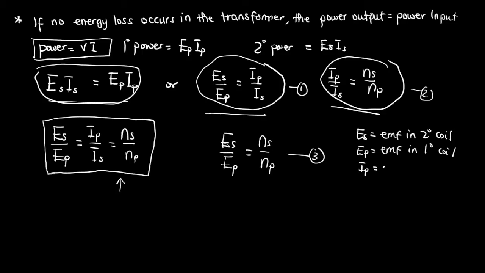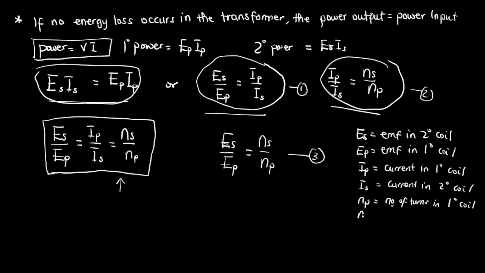IP is the current in the primary core. IS obviously is the current in the secondary core. NP is the number of turns in the primary core, and NS is the number of turns in the secondary core.